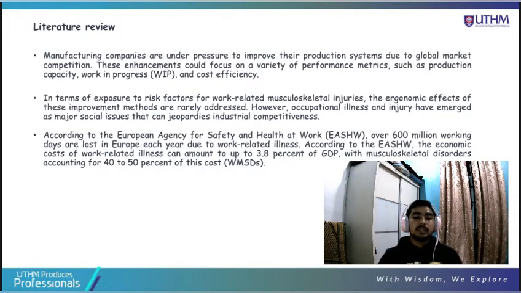Now we continue with the literature review. Generally, we know that manufacturing companies are under pressure to improve their production systems due to global market competition. This enhancement could focus on a variety of performance metrics such as production capacity, work in progress, and cost efficiency. While in terms of exposure to this factor, for work-related musculoskeletal injury, the ergonomic effect of these improvement methods is rarely addressed. According to the European Agency for Safety and Health, over 600 million working days are lost in Europe each year due to work-related illness.